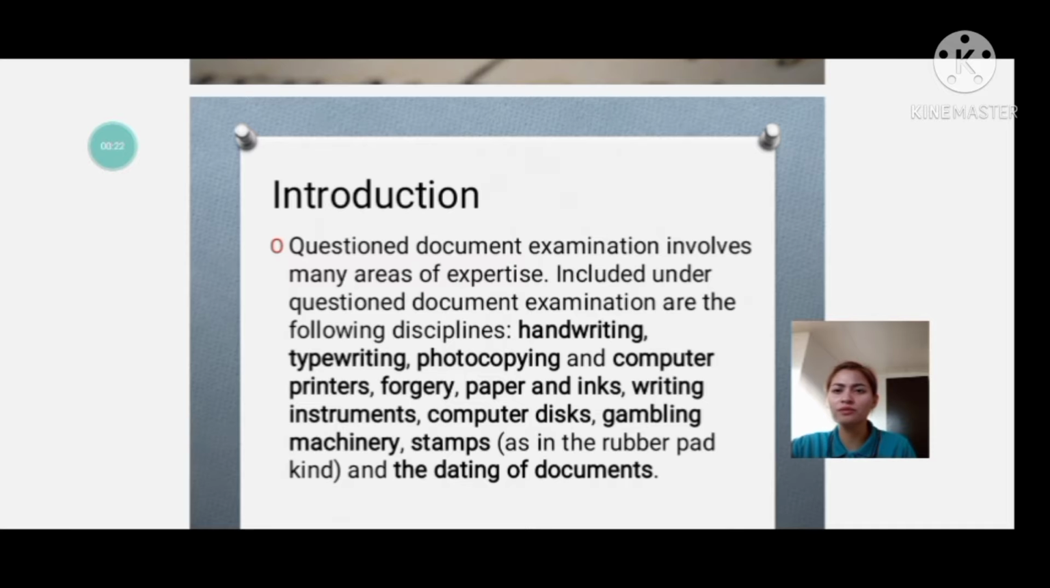Included under questioned document examination are the following disciplines: handwriting, typewriting, photocopying, and computer printers; forgery, paper and inks; writing instruments, computer disks; gambling, machinery; stamps, and the dating of documents. From the previous discussion, we all know that questioned document is forensic science pertaining to documents with potential dispute in a court of law. Now I will discuss all the points under questioned document examination.